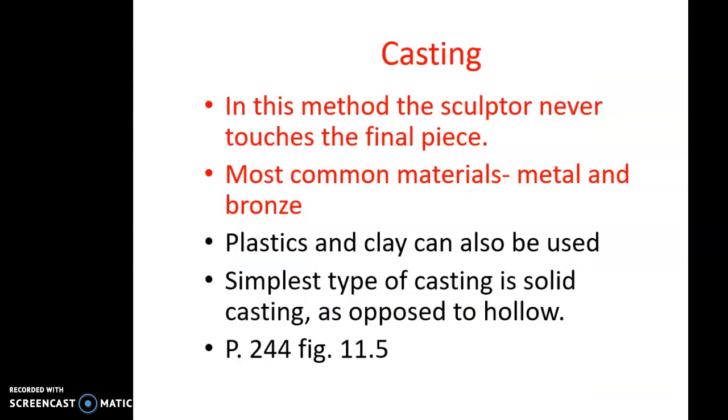Now, casting is another method. In this method, the sculptor never touches the final piece. So what does that mean? It means that what the artist will do is they will actually sculpt the sculpture, and then what they'll do is they'll hand it off to someone else for them to make a shell around it, and then that shell is separated. Their sculpture is taken out of the middle, the two pieces of the shell are put back together, and then they can actually pour and put something in that hollow space to make up a new sculpture, and they can make multiple ones. So the most common material for casting is metal and bronze. You can also use plastic and clay, but I know myself, I'm going to think chocolate.